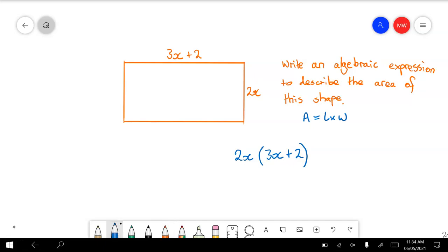So we say 2x times 3x makes 6x squared. 2x times 2 makes 4x. And this is our answer. Don't take it any further. There's no answer for x.